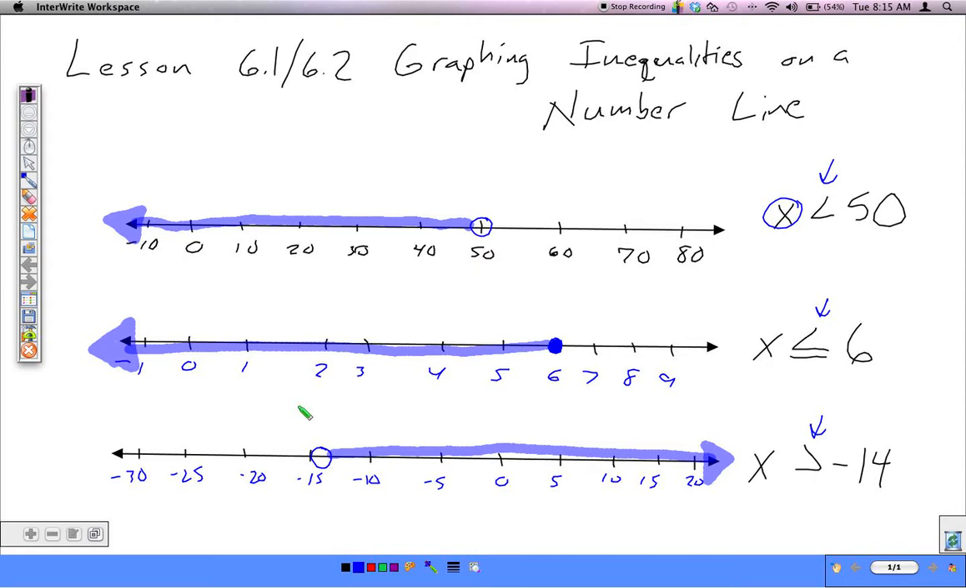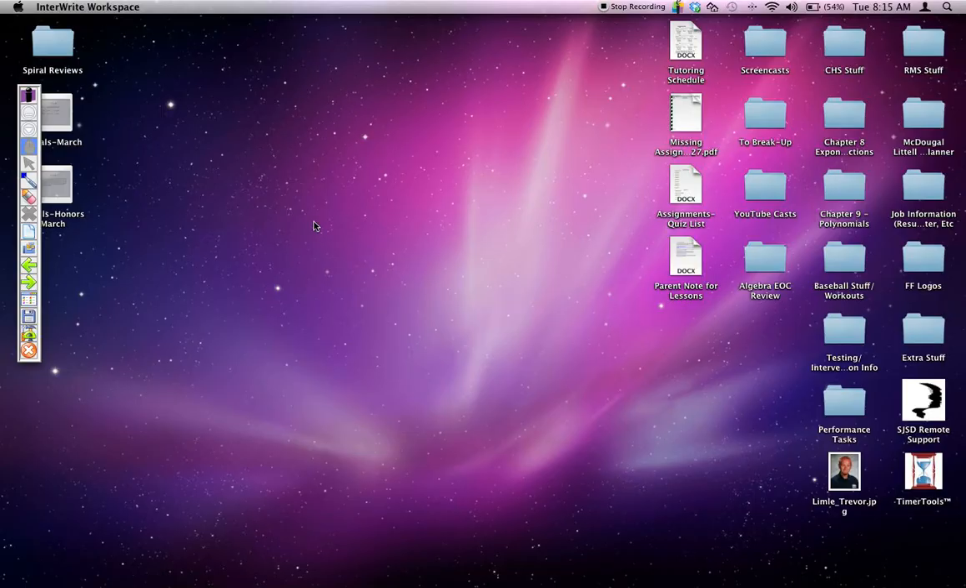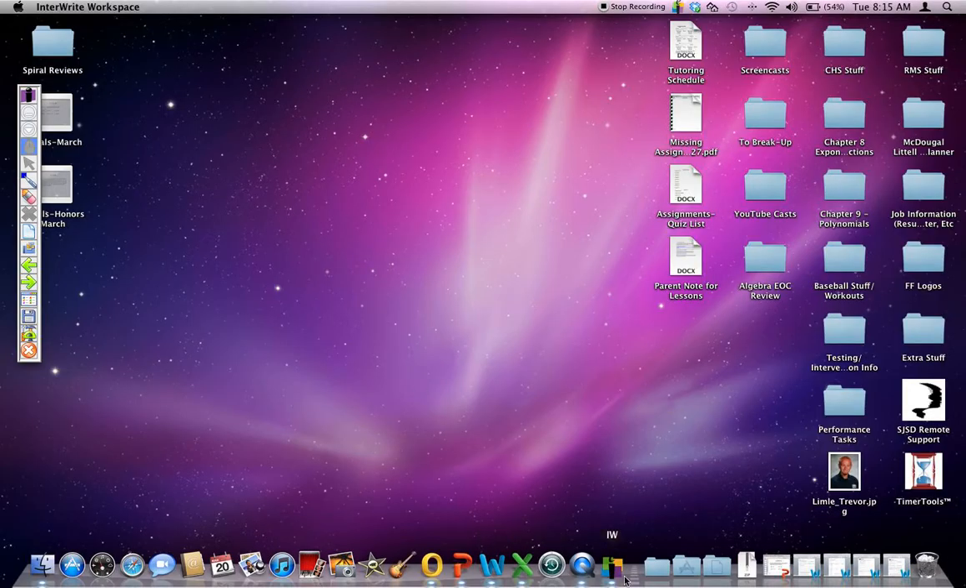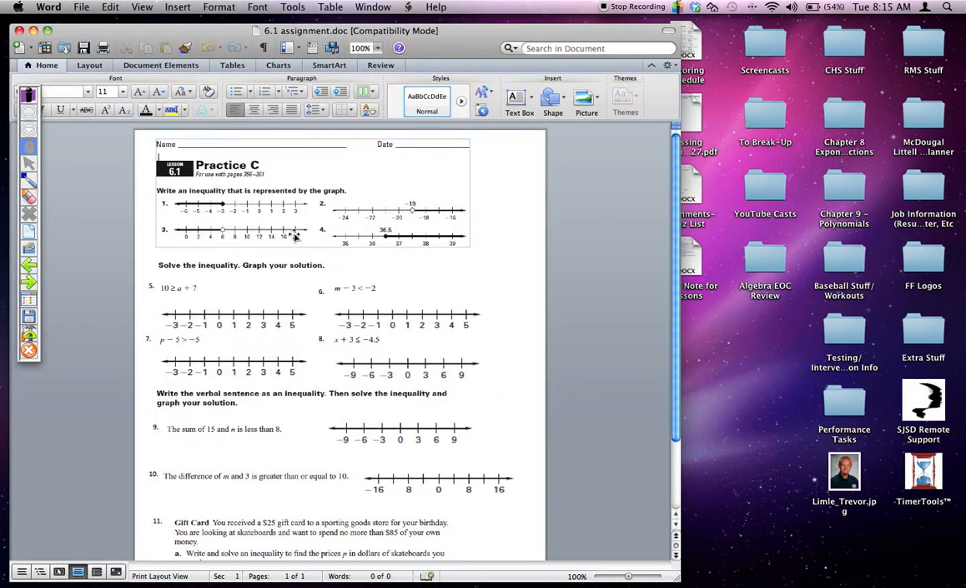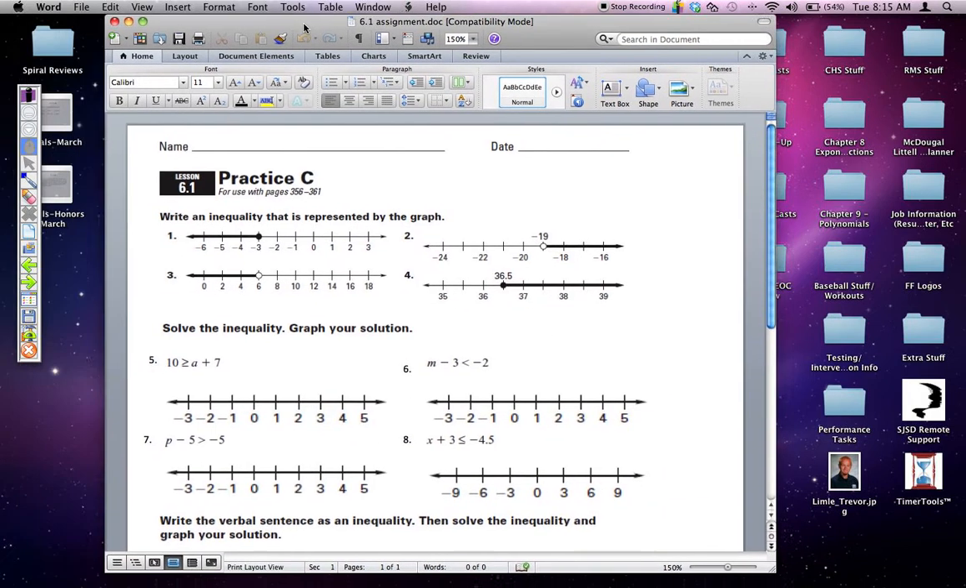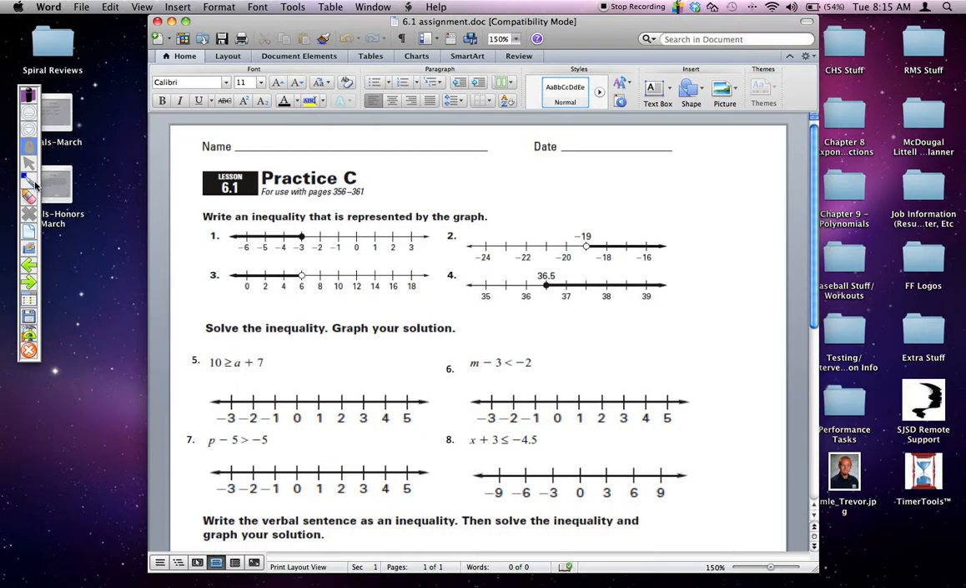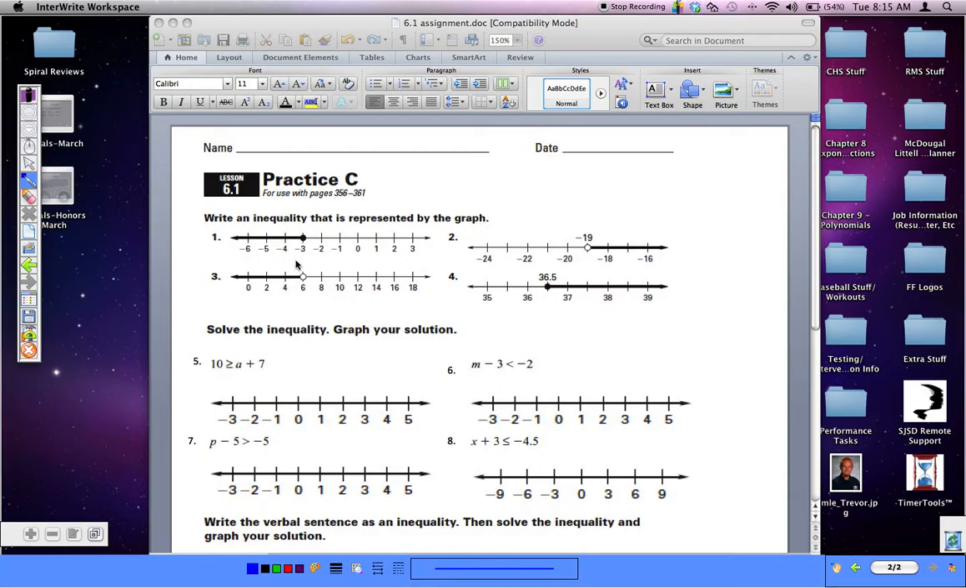Now, what we're going to do on the worksheet is just a little bit different than this. It starts out by graphing. Sometimes you have to transfer from a number line too. So let's open up 6.1 and let's talk about a few examples. On 6.1, make this a little bit bigger. Okay? It wants you to represent the situation.